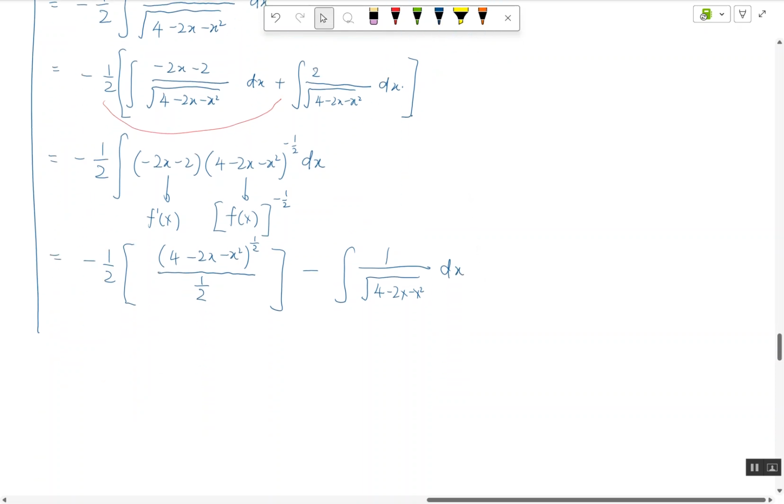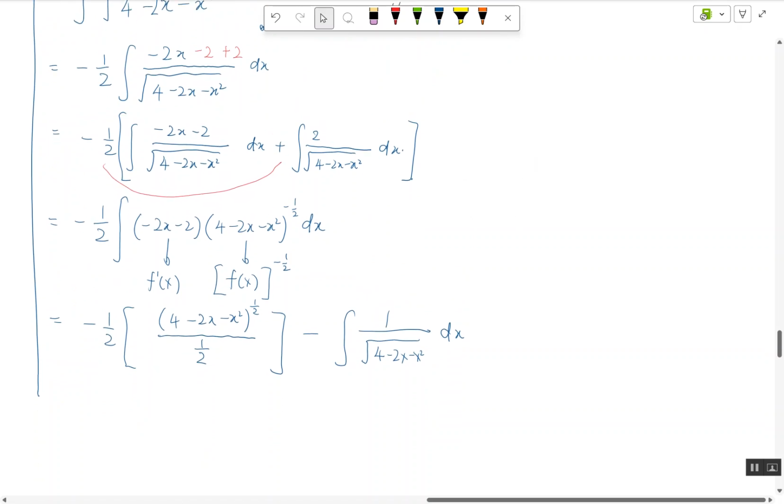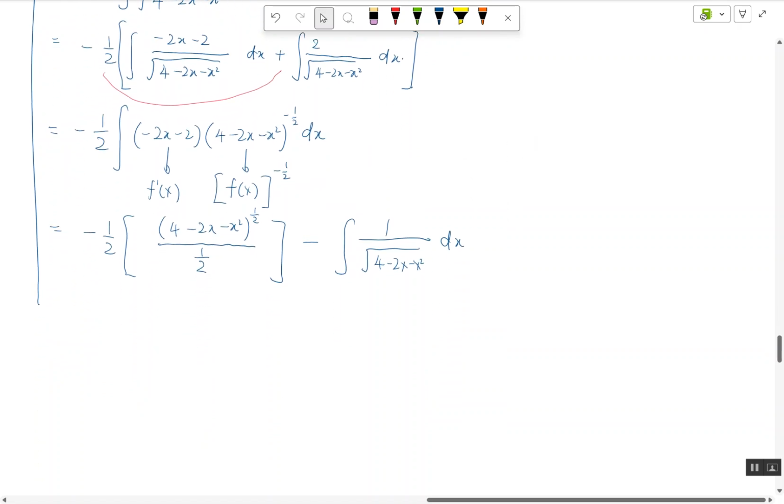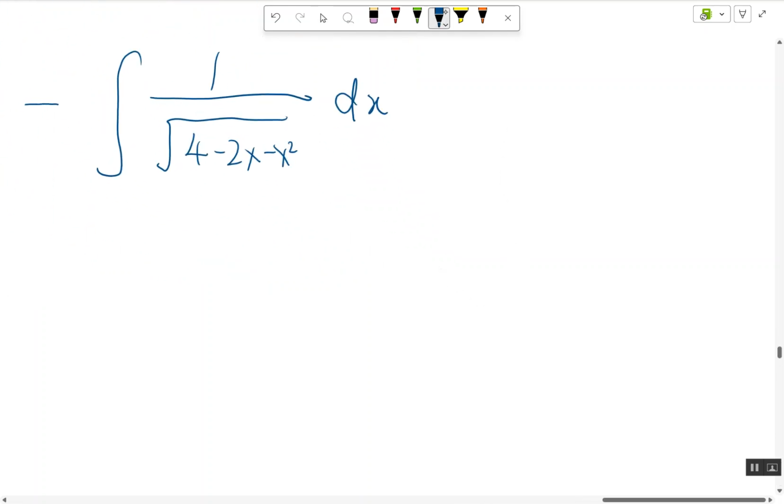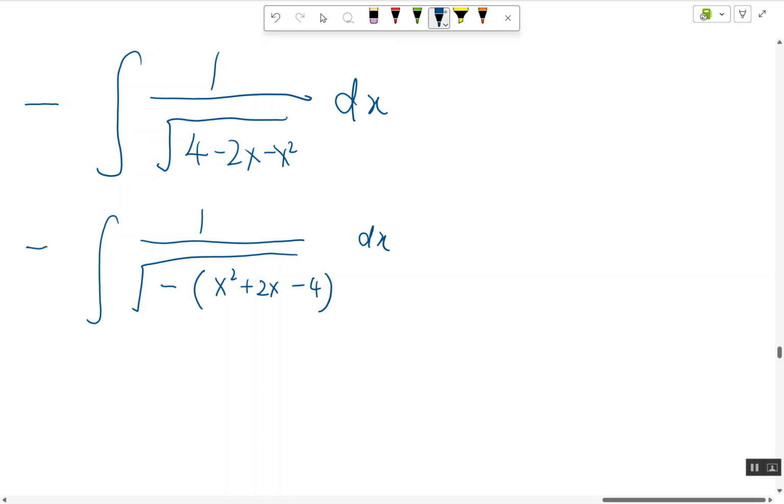So this is called splitting. The first part will always be either f prime x over fx or fx to the power of n. The second part, I'm just going to focus on the second part. Whatever is inside the square root, you've got to complete the square. So I take out a negative, I will have x square plus 2x minus 4 dx, minus the integral 1 over square root of negative, x plus 1 square minus 1 square minus 4.